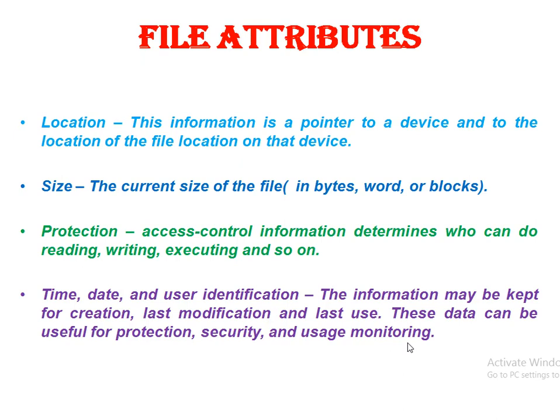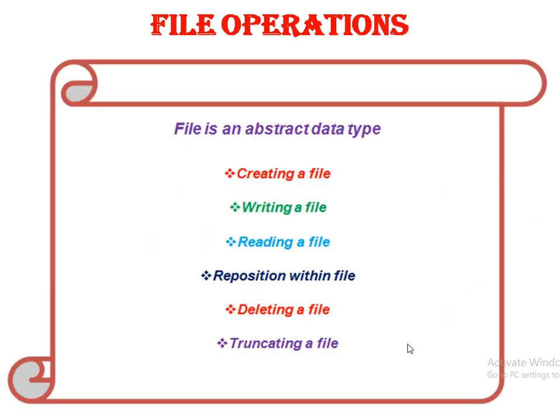Now we shall see what are the operations that we can perform on a file. As you can see here, we have 6 types of operations. As I told you, a file is nothing but a collection of data. You can call it an abstract data type also, which is incomplete. Abstract means it is incomplete. You can always add data to your particular file. The first file operation is creating a file.